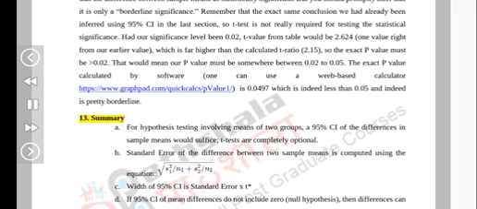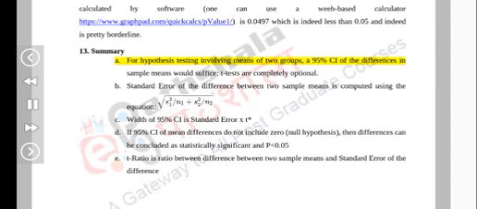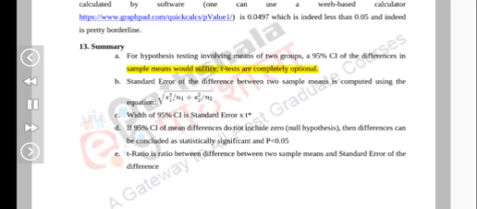13. Summary. A. For hypothesis testing involving means of two groups, a 95% CI of the difference in sample means would suffice. T-tests are completely optional. B. The standard error of the difference between two sample means is computed using the equation. C. The width of the 95% CI is standard error × t. D. If the 95% CI of mean differences does not include zero, the null hypothesis is rejected, and differences can be concluded as statistically significant with p less than 0.05. E. The t-ratio is the ratio between the difference between two sample means and the standard error of the difference.